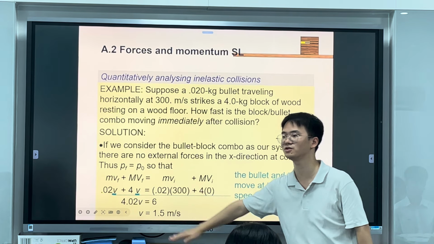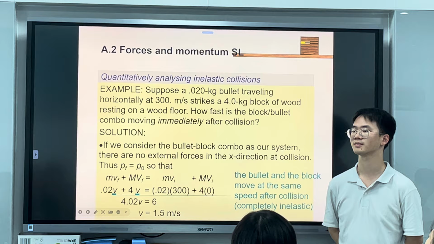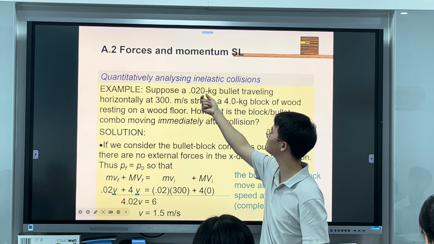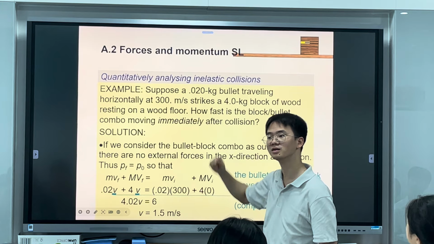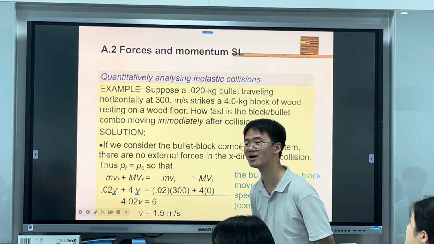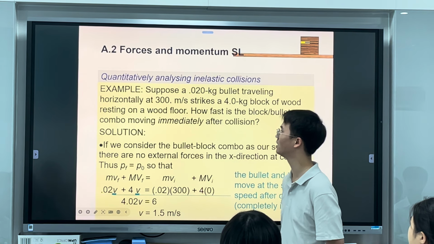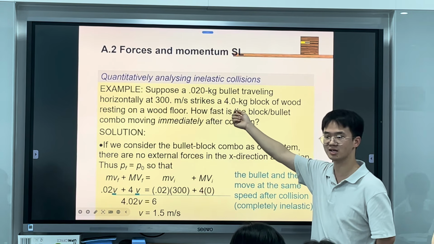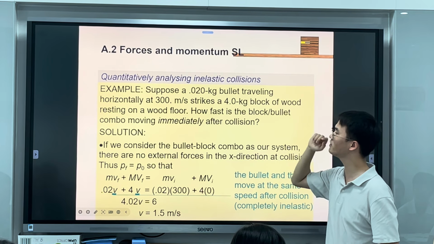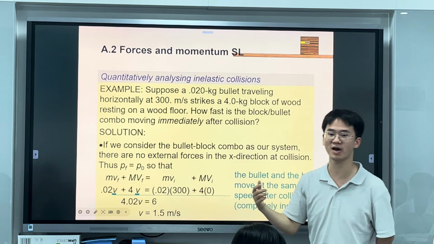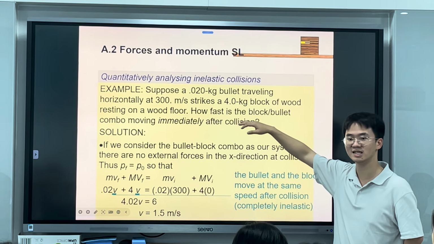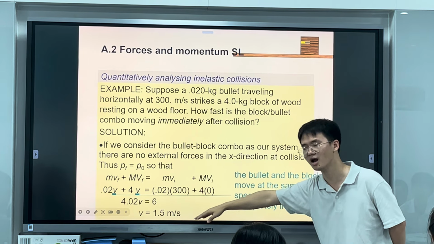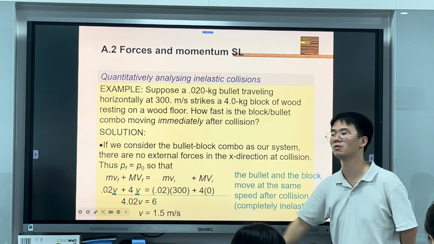Why do we only save two significant figures here? Because we have here 0.020, which has two significant figures. Who said three? Does a leading zero count? It doesn't. Two significant figures. 300 has three significant figures. 4.0 has two significant figures. Whenever you solve a problem, the final answer should always be given to the least number of significant figures. So 1.49 should be rounded to 1.5.